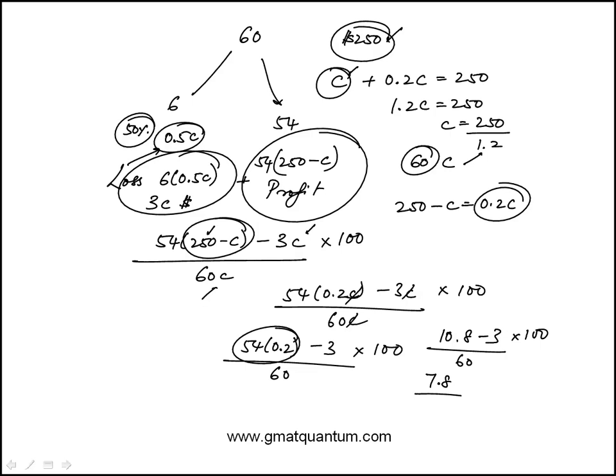That's 7.8 over 60. Knock this 0, knock that, make it 78 over 6. 6 times 1 is 6. 6 times 3 is 18, so the answer is 13%, which is choice D.